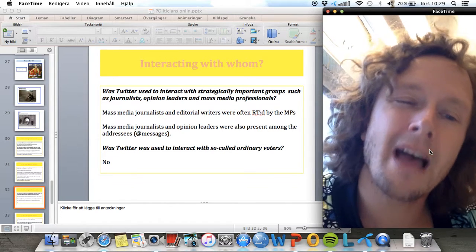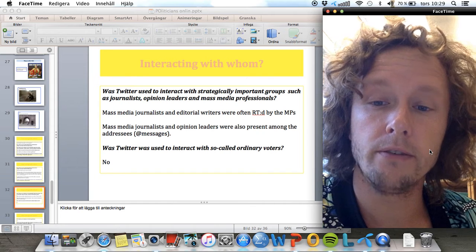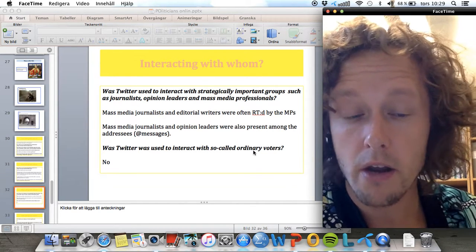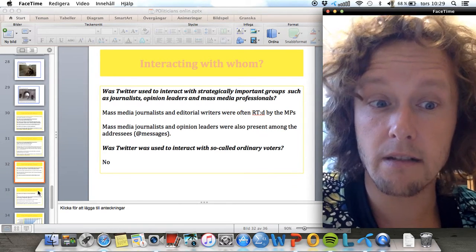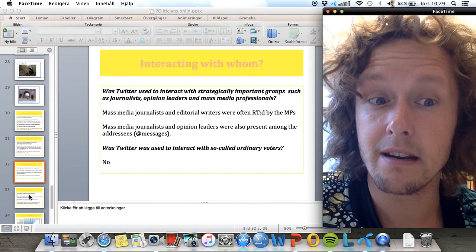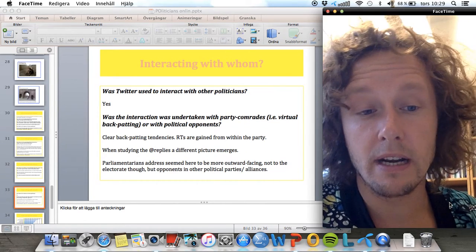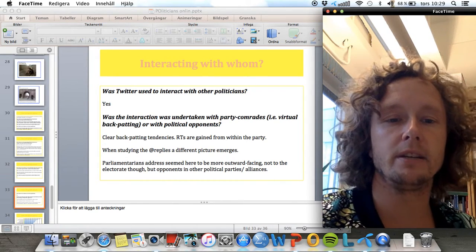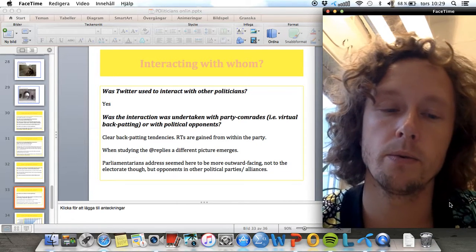Ordinary voters, we have a little bit of a problem in the article to define what is an ordinary voter, but the simple answer to the question is no. It's not used to deliberate with voters, which resonates with Carolina and Darren's findings in the UK, as well as the study in Germany. Was Twitter used to interact with other politicians? Yes. So was this with party comrades or with political opponents?